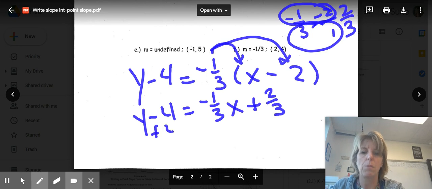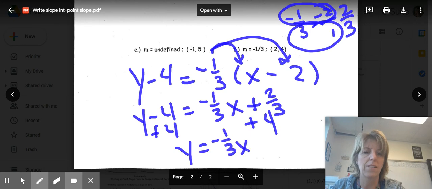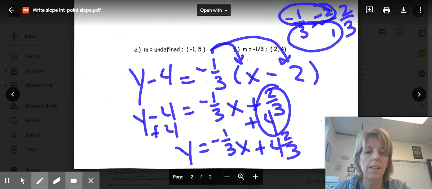Now we have to add 4 to both sides. So we get y equals negative 1/3 x, 4 plus 2/3 is 4 2/3. You can just leave it just like that. It would be fine. Or in that case, that could be a decimal or an improper fraction. Any one of the 3 forms would be just fine. All right, there's your notes for today. Go give the homework a try.